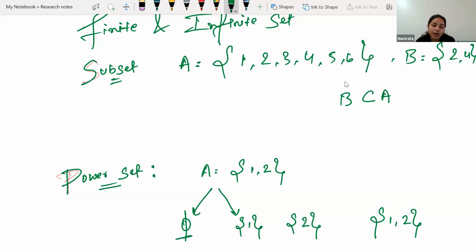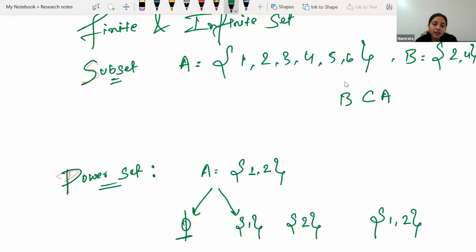So this phi is the empty set. The empty set is a subset of all sets. Whatever the set, we will say that the empty set is its subset, because the empty set doesn't contain anything. So we always start with the empty set, and the empty set is a subset of all the sets.